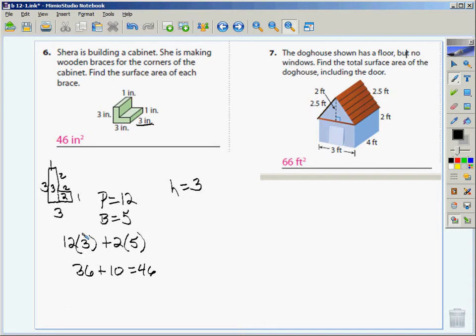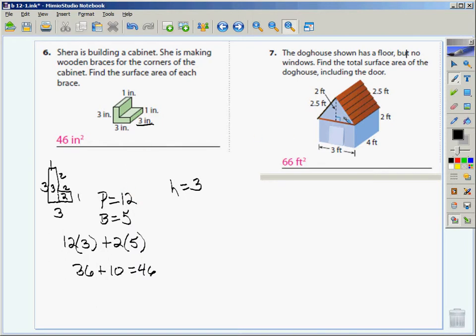How many people find that this would be much easier than the method that they tried to use? Be honest. Okay. And again, anytime that something is identical from the top to the bottom, you can treat the whole shape as one prism and separate out that base and find its perimeter and area.